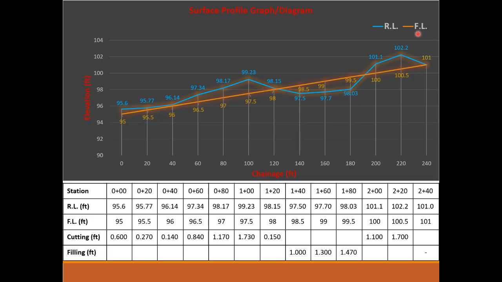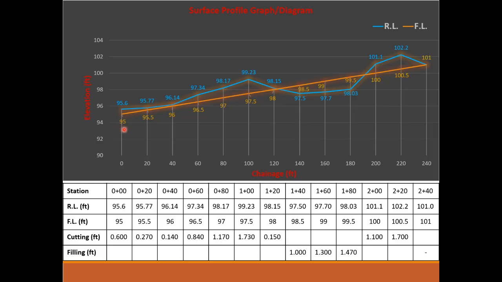The blue line is the line joining the points of reduced level. The orange line is the line of formation, which is obtained by joining the points of formation levels at the various points we just calculated. So the orange line is representing the formation line.